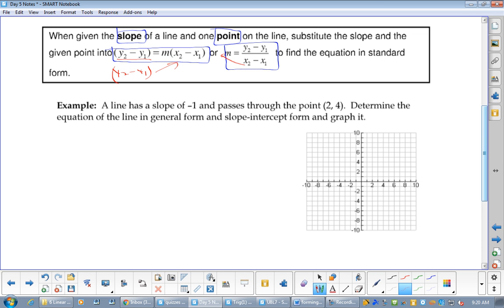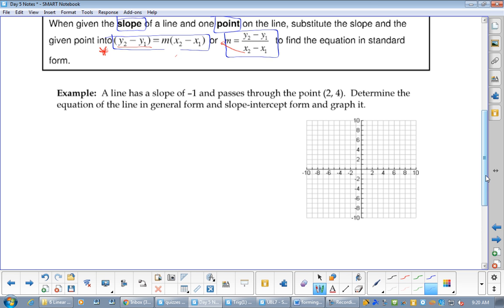Okay. Now, this form here is the more usable form, though. So we're always going to use that if they give me a slope and a random point. See, it's not the y-intercept anymore. Random point. Okay? So I'll show you how this works. So we have a line that has a slope of negative 1 and passes through point 2, 4. So now it's not giving us the y-intercept, so we just can't pop it in and then go. Okay? So we're going to use this new equation.